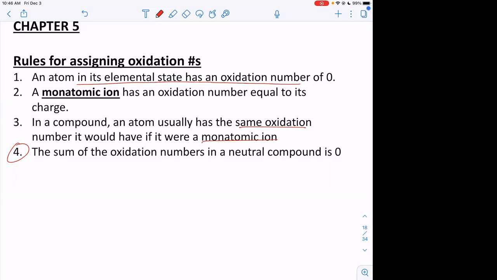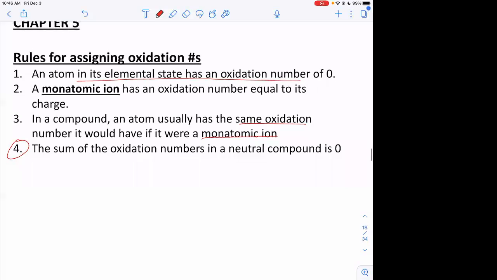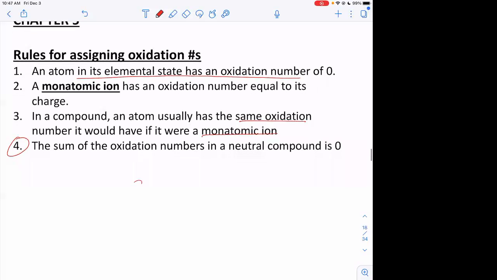Sometimes it's really hard to assign oxidation numbers because certain things can have unique oxidation numbers that don't match their charge. Like sometimes carbon can have an oxidation number, and we know carbon doesn't usually become a cation or anion. So if you have something like, what's a good example? SO2. How would I assign oxidation numbers here?